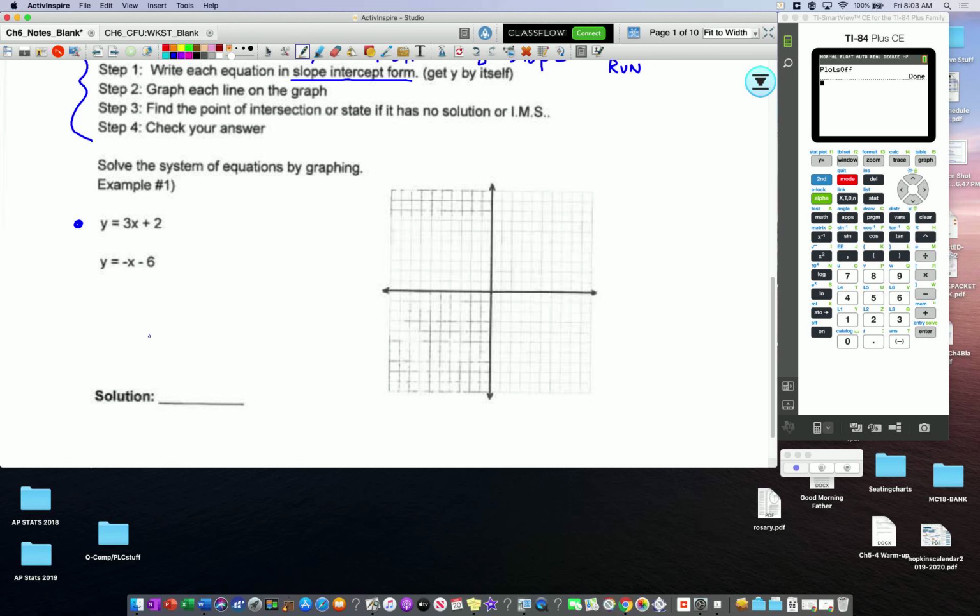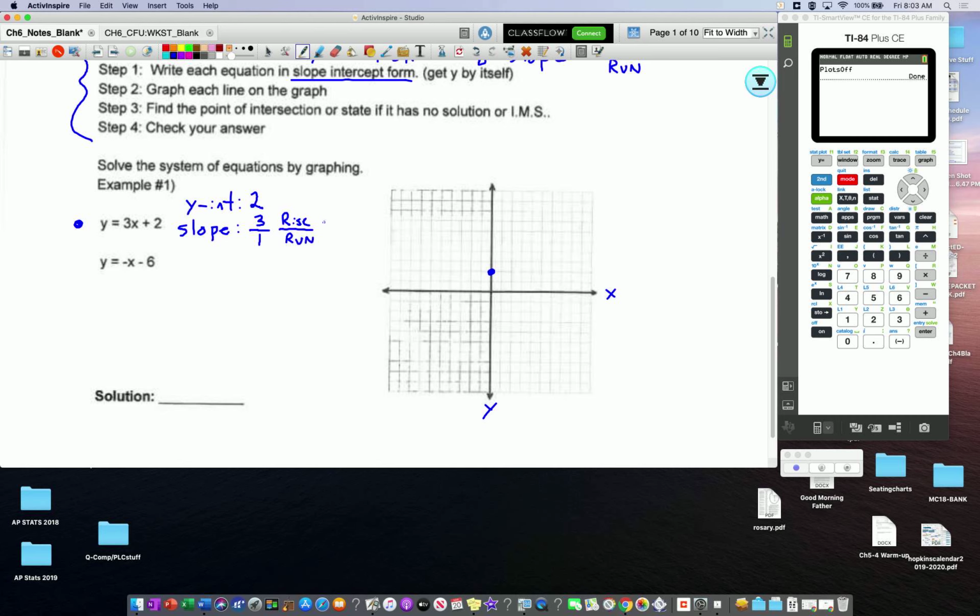To graph it, I need to identify my key pieces. The y-intercept is where I'm going to start on the y-axis. So I'm starting at a positive 2. Remember, here's the x-axis, here's the y-axis. So on the y-axis, I'm starting at the point 2. Then my slope is 3. Now, if you get a whole number, write it as a fraction, 3 over 1, so that I can identify the rise over the run.